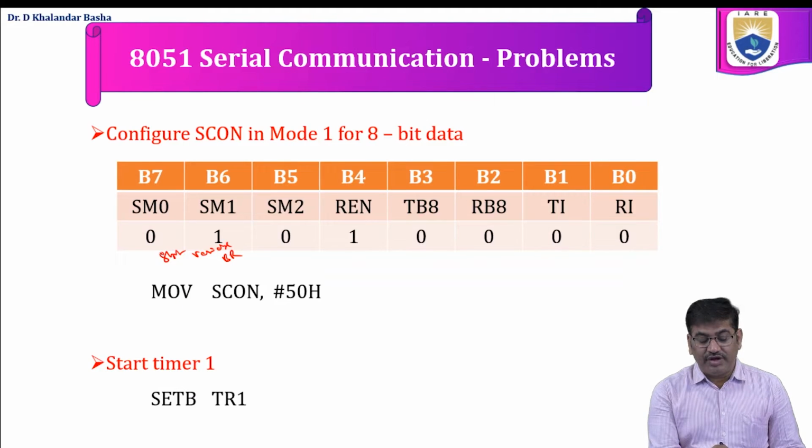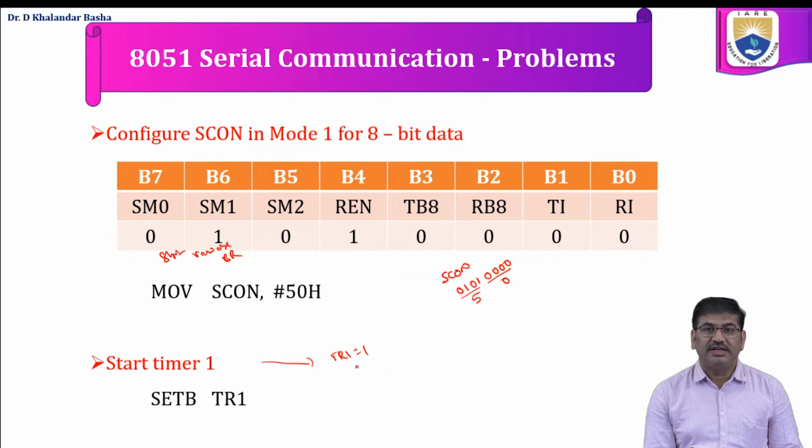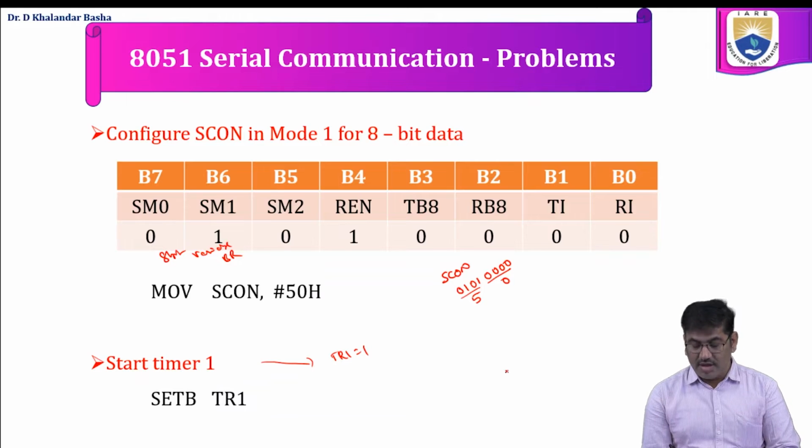Next, the value which we generate for the SCON register is 01010000, that is 0101, which is 5, so 50H we have to load into the SCON register. To start the timer, we have to write TR bit equal to 1 for starting timer 1. We set the TR bit to 1 by using the SETB instruction. The bit we want to set is TR1.